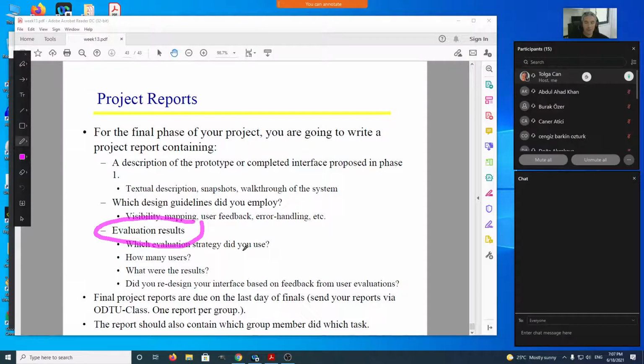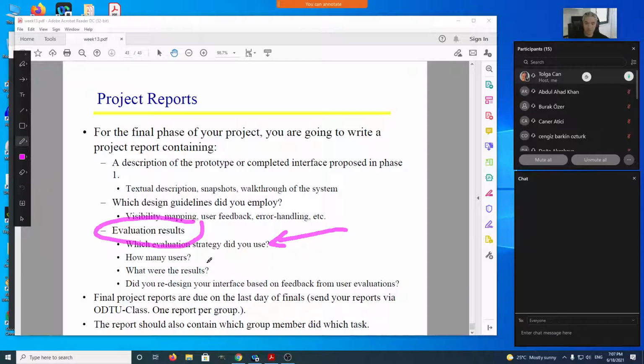For example, I expect everyone to use interpretive evaluation, not predictive evaluation, in which real users are employed, because we are not human-computer interaction experts to use predictive evaluation. We don't have accurate models for users. So for most of the projects, I expect the interpretive evaluation to be used, which employs real users.